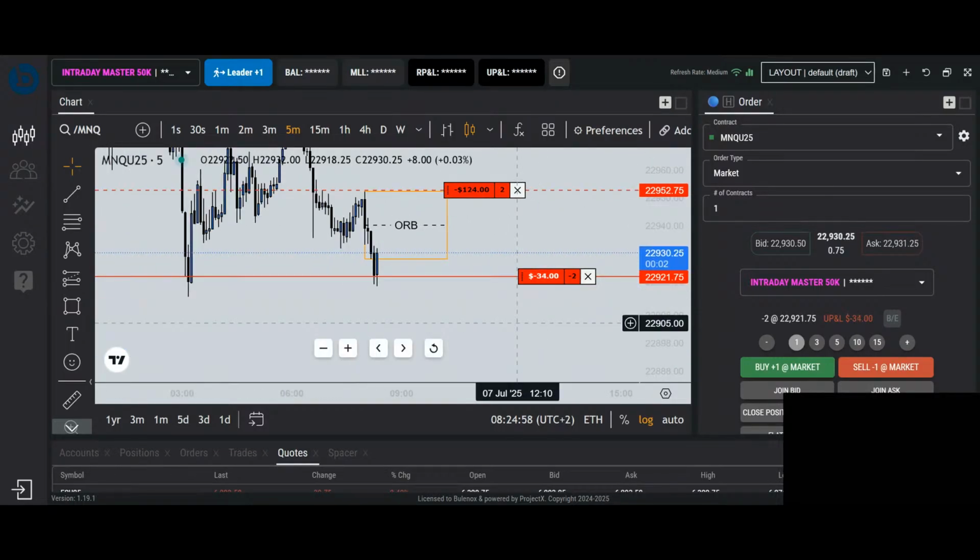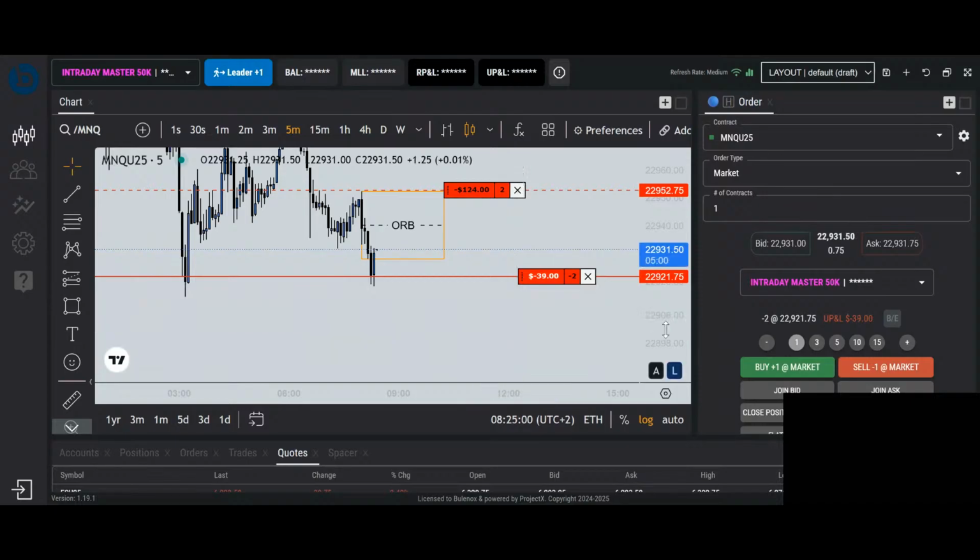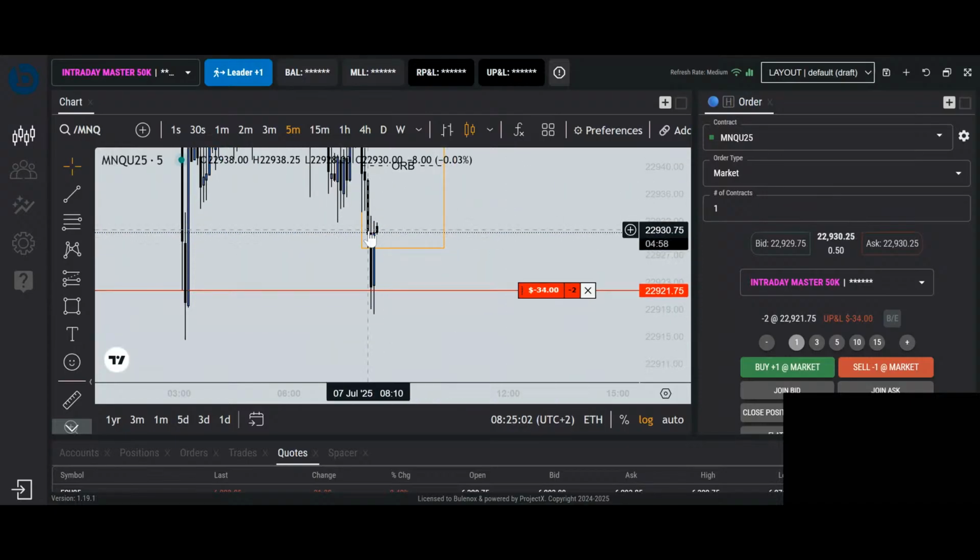Okay, this is a strong reaction. We did not close it bullish yet, so I want to be patient.